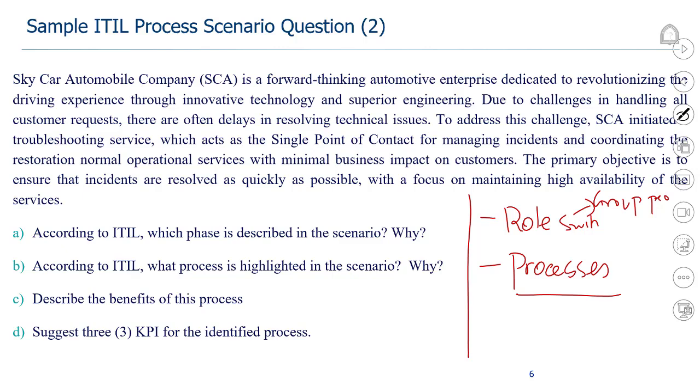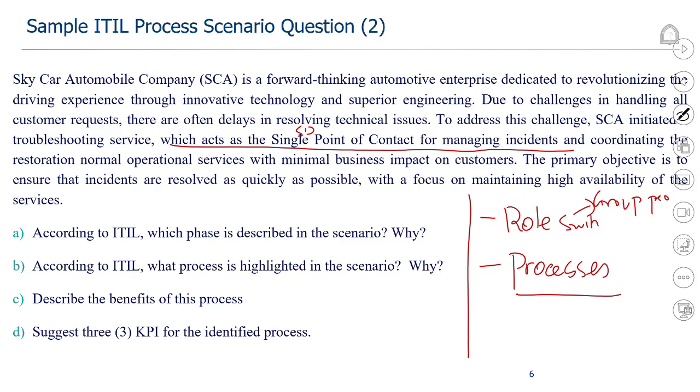So let's read this question and see what we need to concentrate on. So Skyka Automobile is a forward-thinking company, which is really nothing. Due to the challenges in handling all the customer requests, there are often delays in resolving technical issues. To address this challenge, SCA initiated a troubleshooting service which acts as a single point of contact. So that is a role. That one there is a role. This is a service desk role, SD.